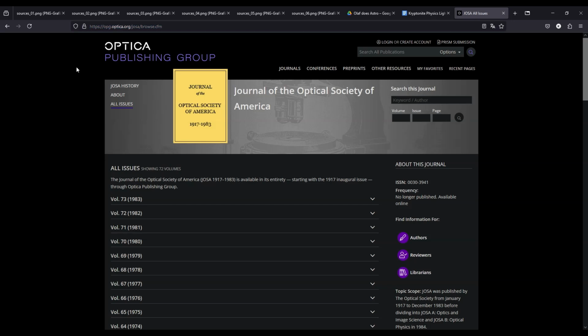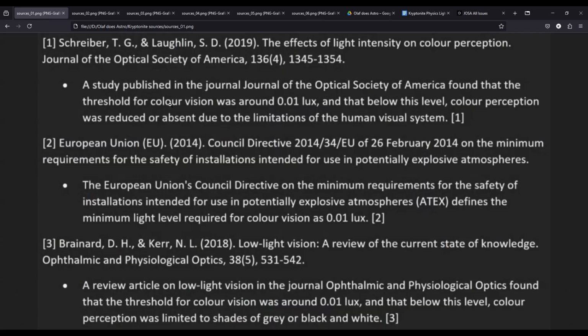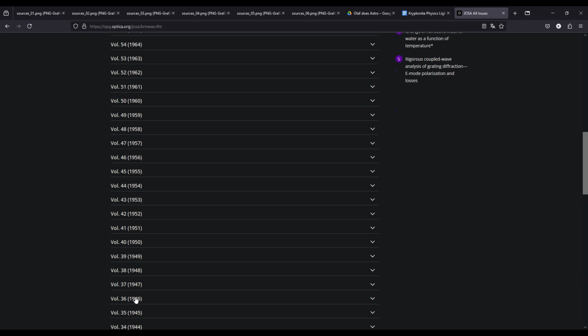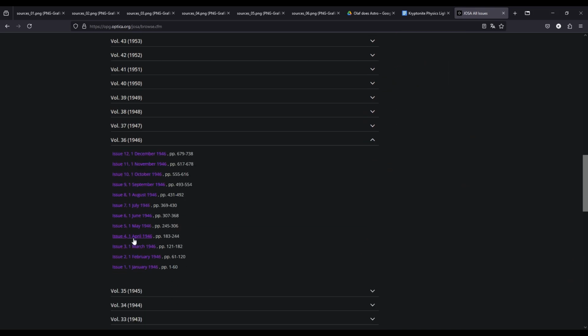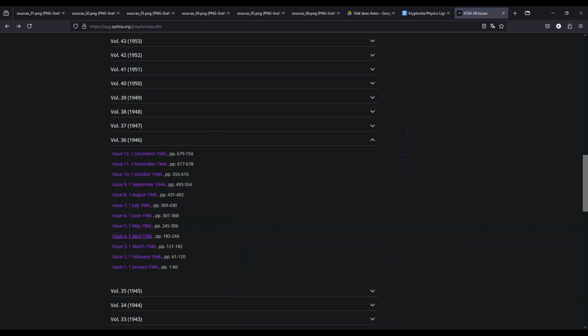This is the site of the Journal of the Optical Society of America, and first of all, notice that it stops in 1983. So there is no issue 136. I thought, I'm going to play devil's advocate here, maybe the 100 is a mistake. Maybe it's journal number 36. So I went down to journal number 36 from 1946, issue number 4, which only contains pages 183 to 244. Issue 4 doesn't even have more than 738 pages.